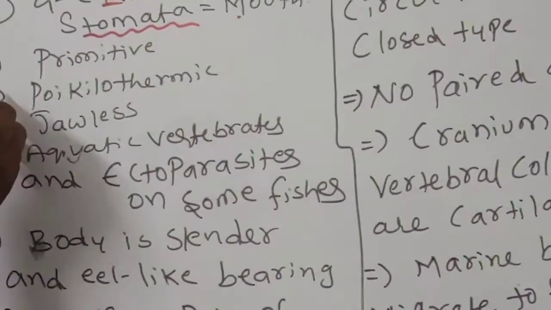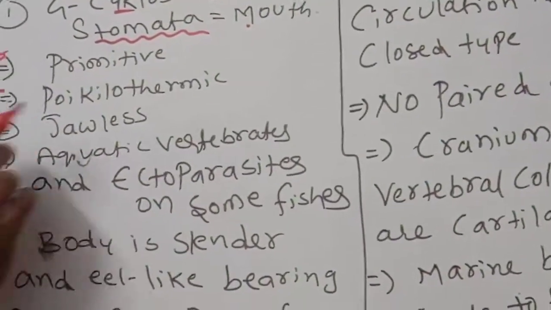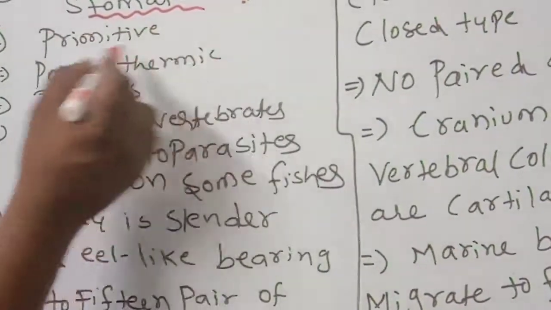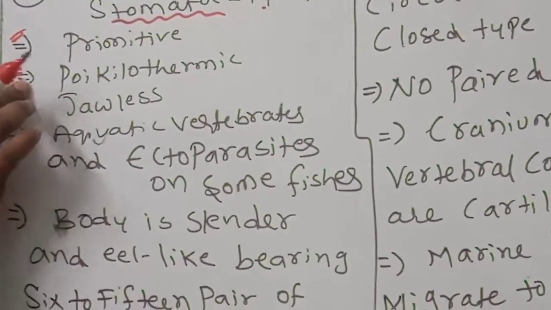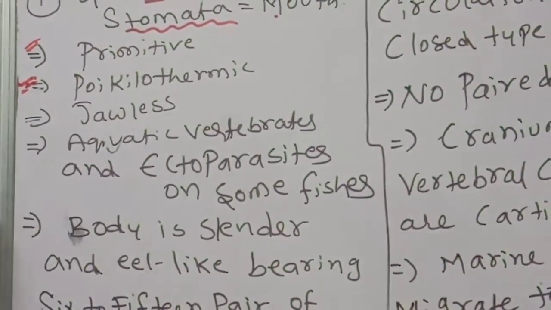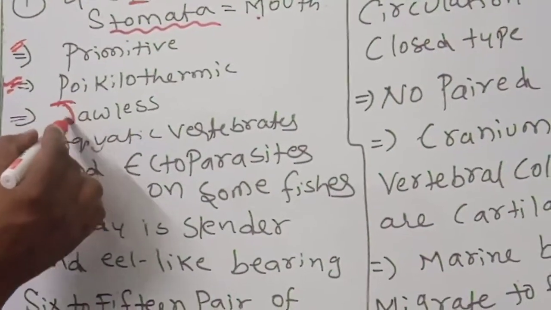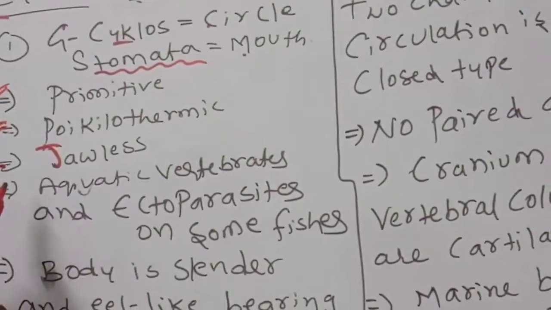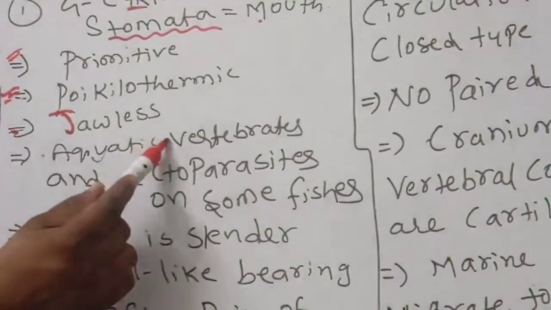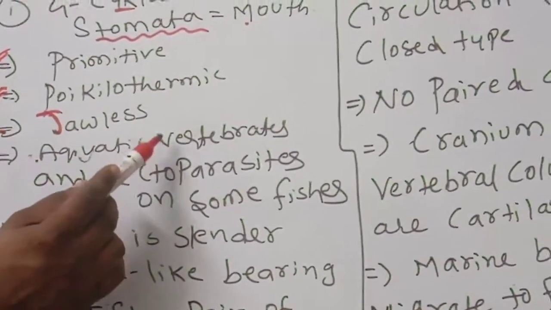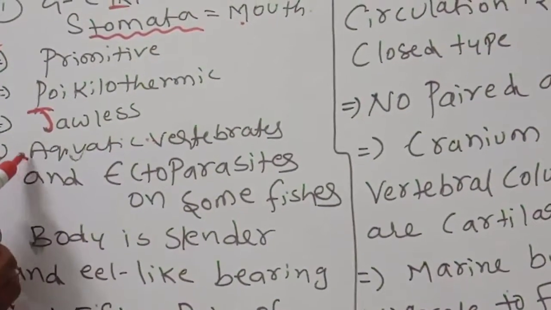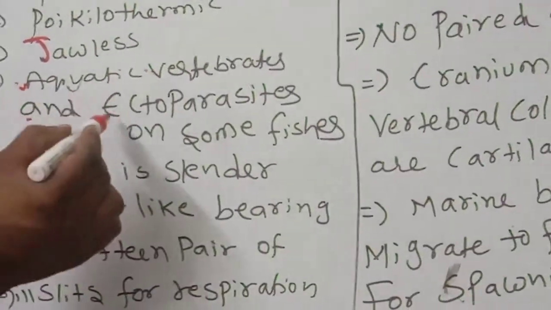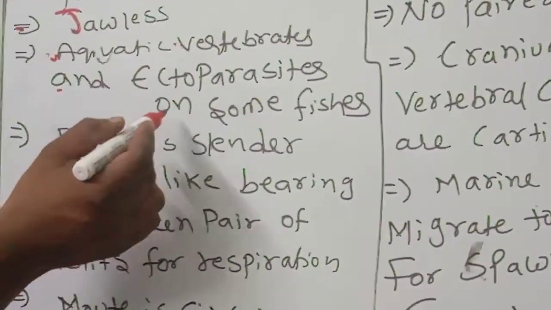Poikilothermic means they change their temperature according to the atmosphere. So they are cold-blooded, that's why they are called poikilothermous, and they don't have jaws, so they are jawless fishes. They are aquatic vertebrates: they live in water and have a vertebral column. Some cyclostomes act as ectoparasites on some fishes.